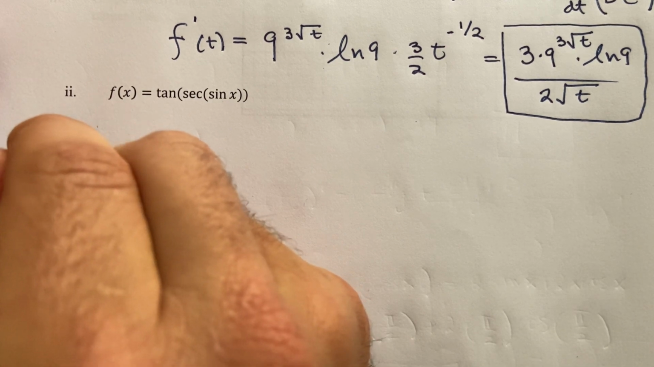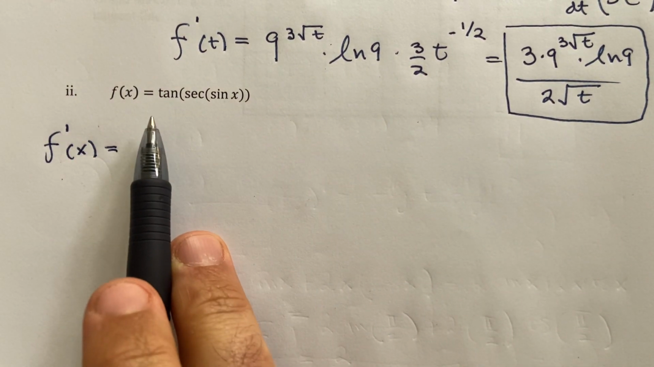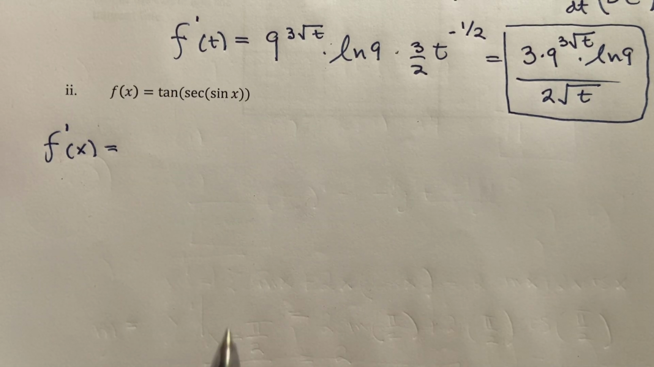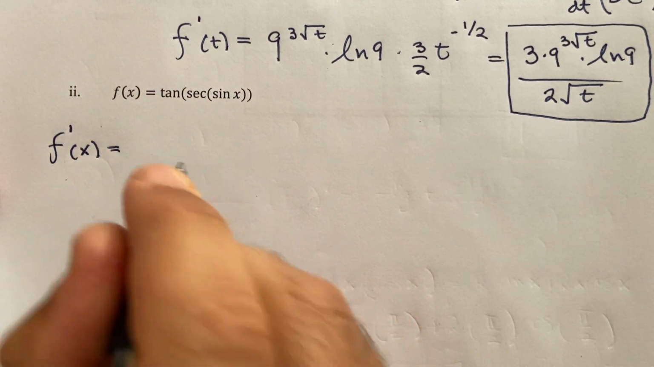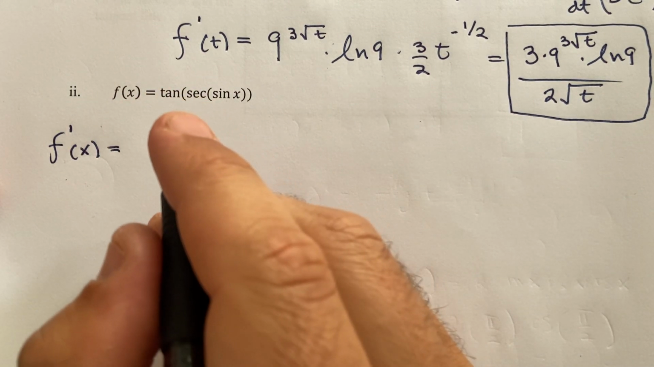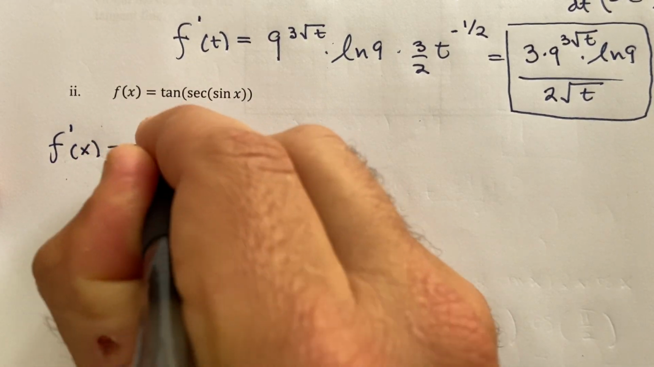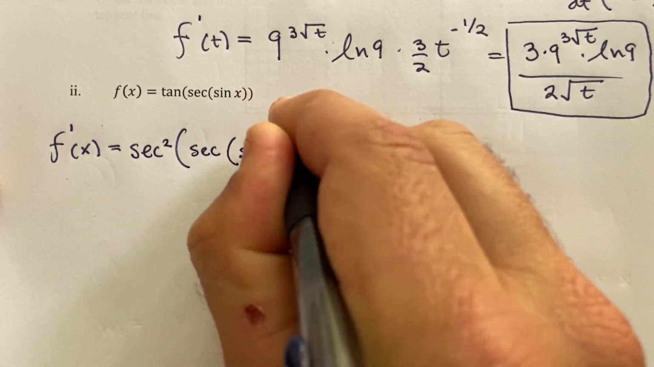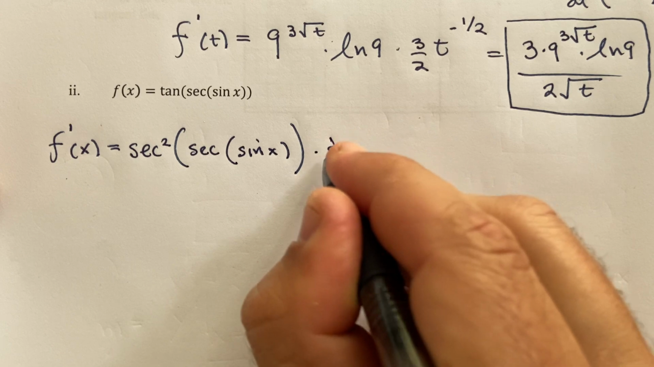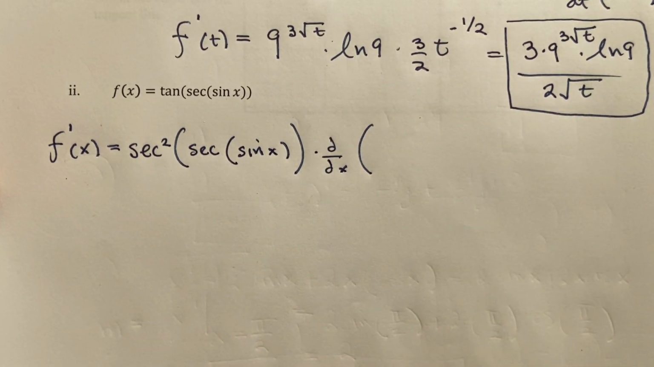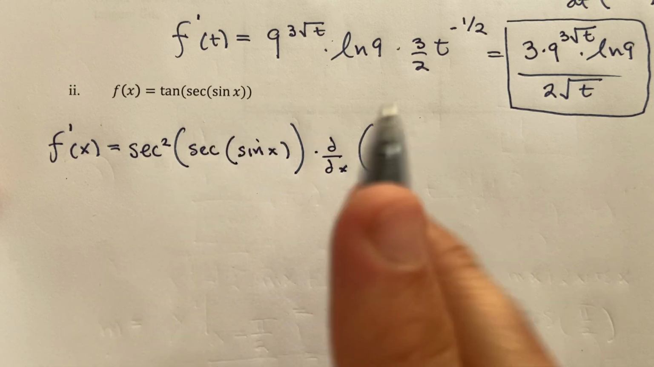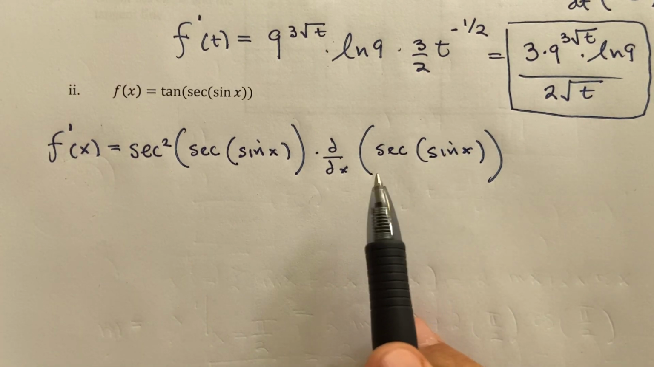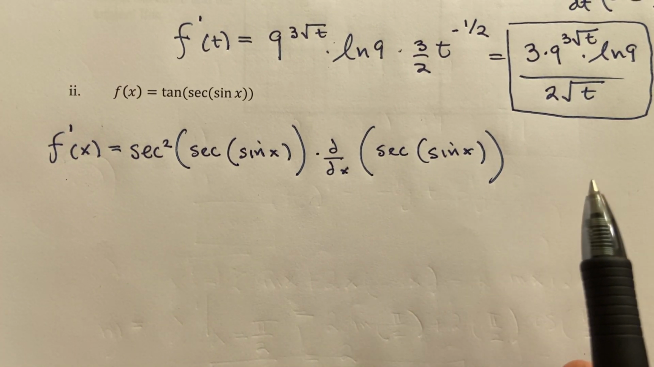So, all right, f prime of x. The first thing I'll do is take the derivative of the outermost function. Derivative of tangent is secant squared. There's a formula on a page somewhere before this one. So secant squared, and then I still have secant of sine of x. But then I need to multiply by d dx, based on the chain rule, of this inner function, which is secant of sine of x. So I still need to do this part. I'm going to break this down into steps like this.